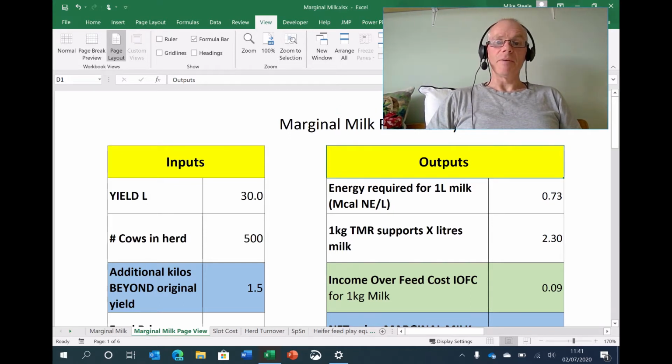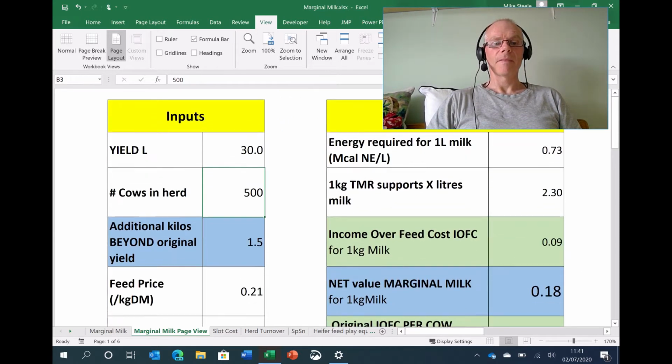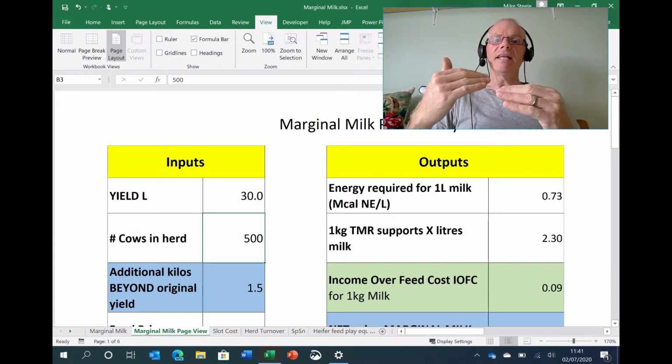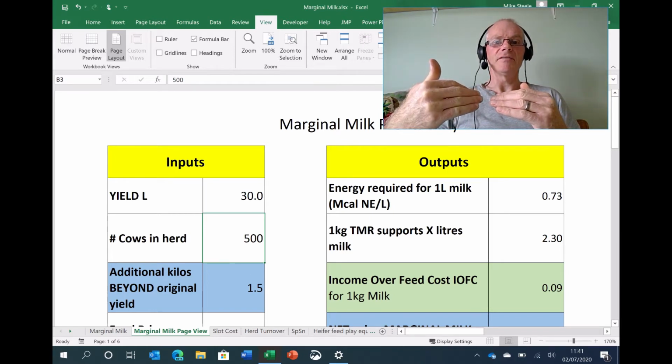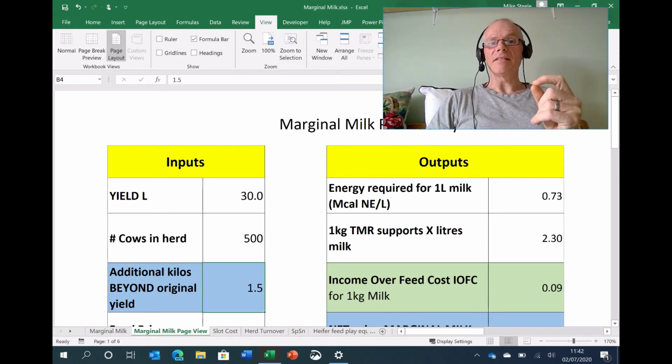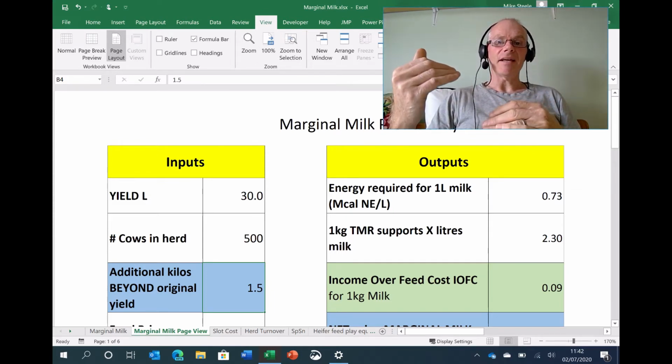So we will need some inputs and we've got some outputs. And the yield is here. I'm going to put in 30 litres. And we're going to have an average herd of 500 cows. Now, when we talked about the lactation curve and interventions that increase our average lactation curve over the TMR target, then in this case I'm going to put in 1.5 litres. So we've achieved, by whatever we've done, maybe it's heat abatement or improving feed access or transition management, we've achieved 1.5 litres extra.